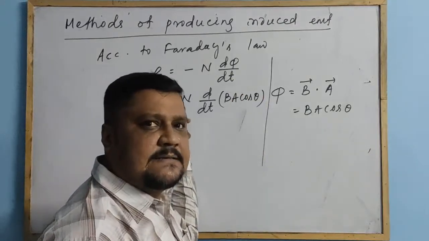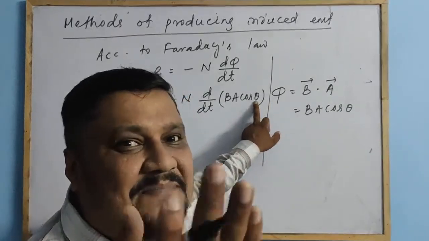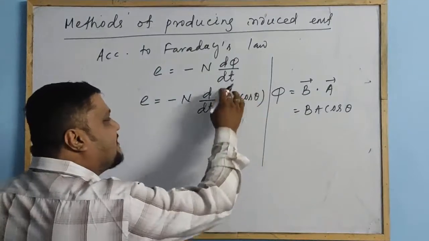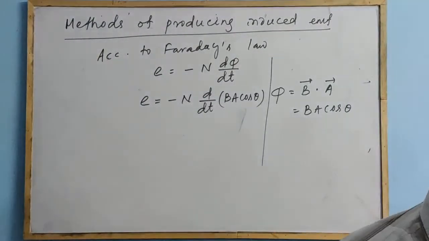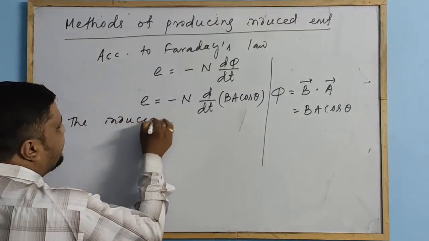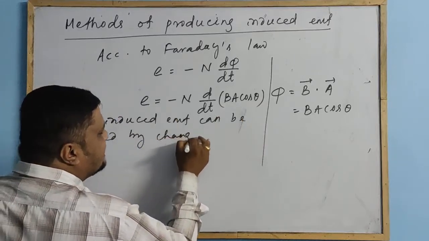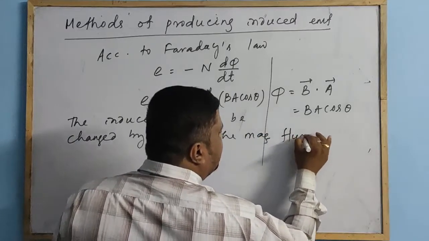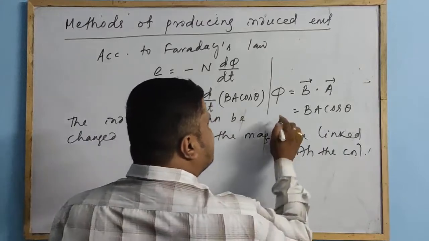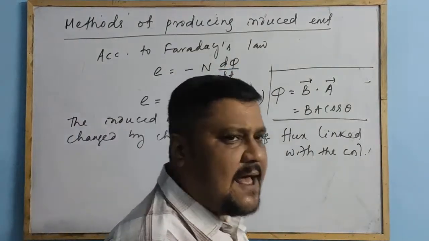So, the induced EMF can be changed by changing the strength of the magnetic field, the area of the coil, and the orientation of the coil, θ. Theta is the angle between the magnetic field and the area vector. By changing these factors, we can change the induced EMF. So, the induced EMF can be changed by changing the magnetic flux linked with the coil.